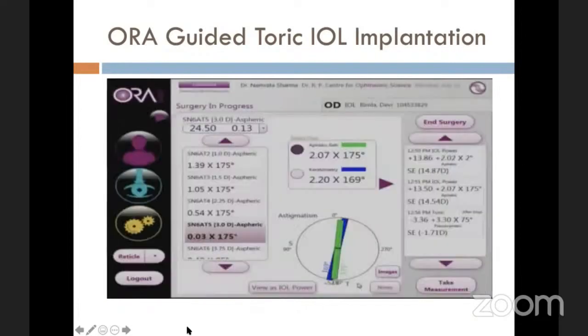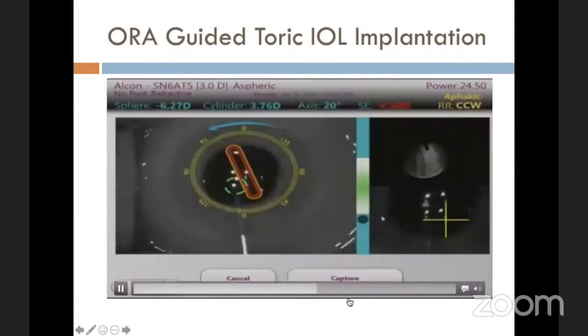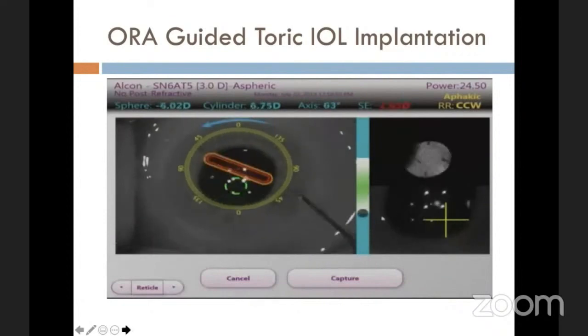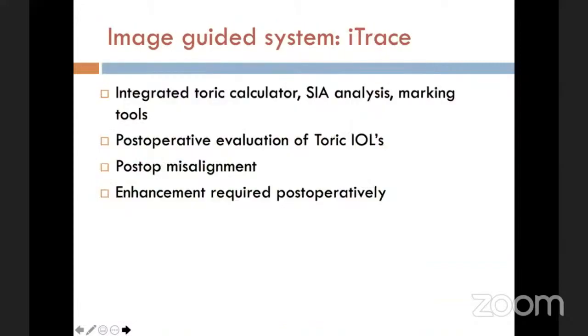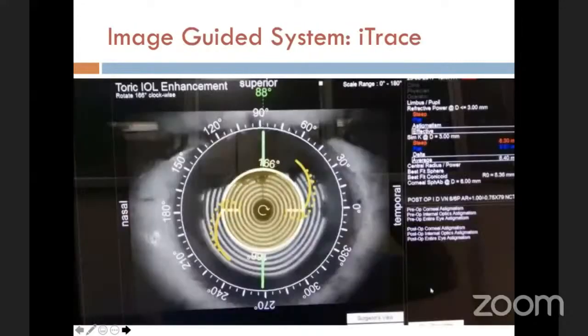So a combined technique of Verion and Aura can be used. Again, this is just to highlight that the endpoint is no rotation required. This NRR you are supposed to get, and it basically does aphakic refraction, calculates the IOL power, and even tells you whether the power is accurate or not, and also the alignment axis. Then post-operatively, you also have image guided systems like iTrace, which can tell you whether the IOL is aligned in the post-operative period or not.